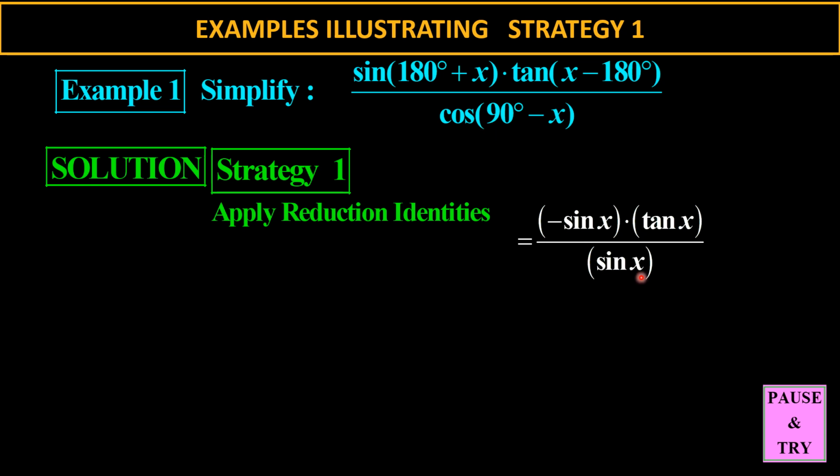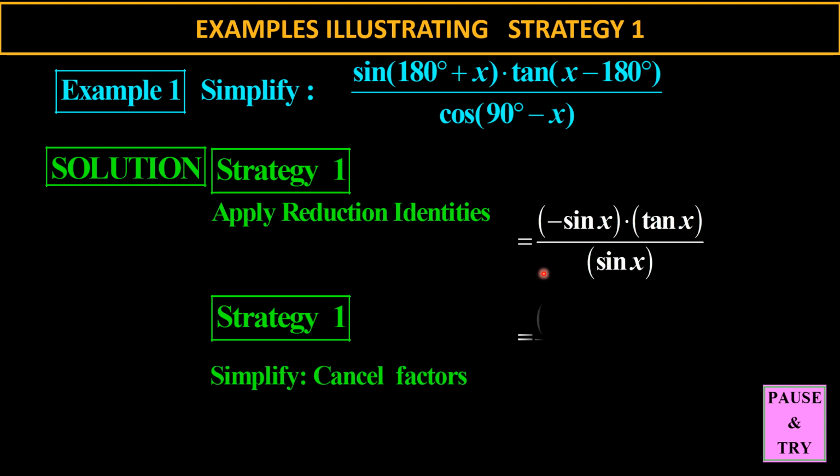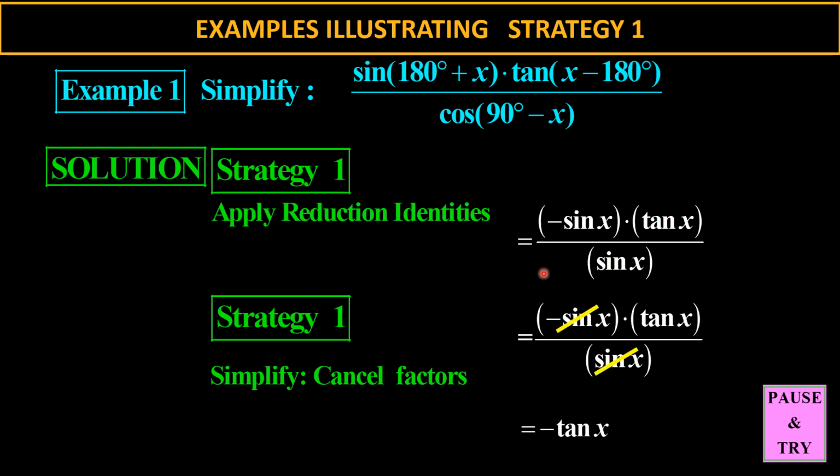Right, now we've done that. And now once we've done this, we ask ourselves again, are there any like terms? No. Can you cancel? Yes. You can still simplify. So I can apply strategy 1. You keep on doing simplification. So we can simplify by cancelling. And what do I cancel? The sine x with the sine x, and then I end up with negative tan x, right?